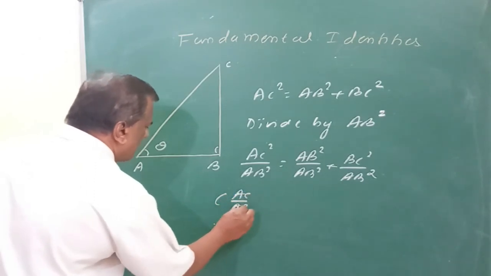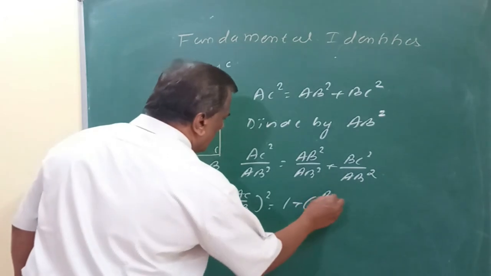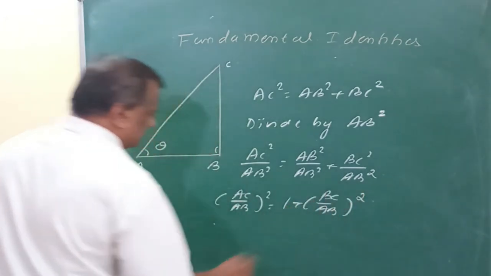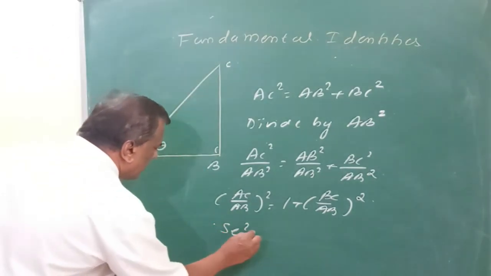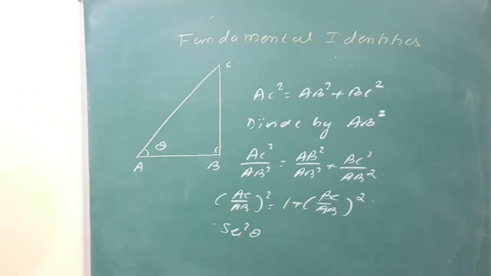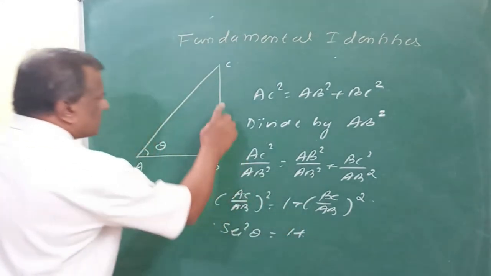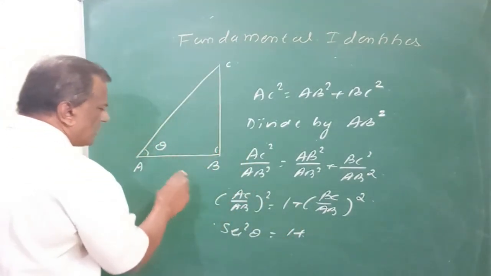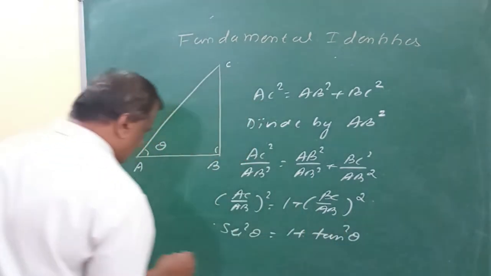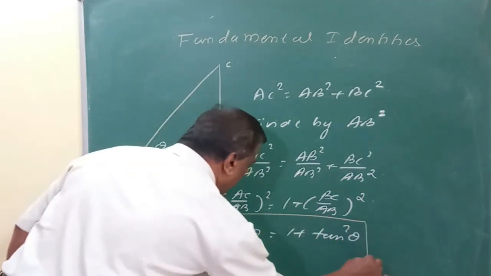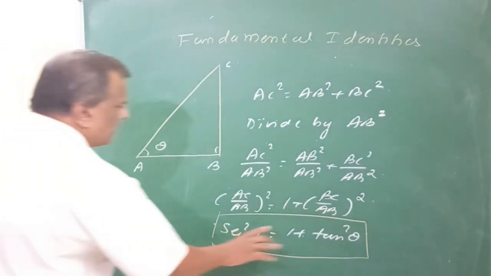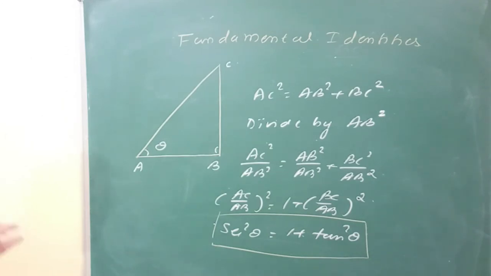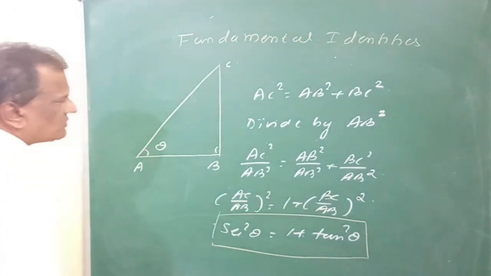This is nothing but AC upon AB square, 1, plus BC upon AB square. Now AC upon AB, if you remember, is the reciprocal of cos theta, that is sec theta. 1 plus BC upon AB, opposite upon adjacent, tan theta, tan square theta. So sec square theta is equal to 1 plus tan square theta. This we call the second fundamental identity. The first one was sin square theta plus cos square theta equal to 1. The second one is sec square equal to 1 plus tan square theta.